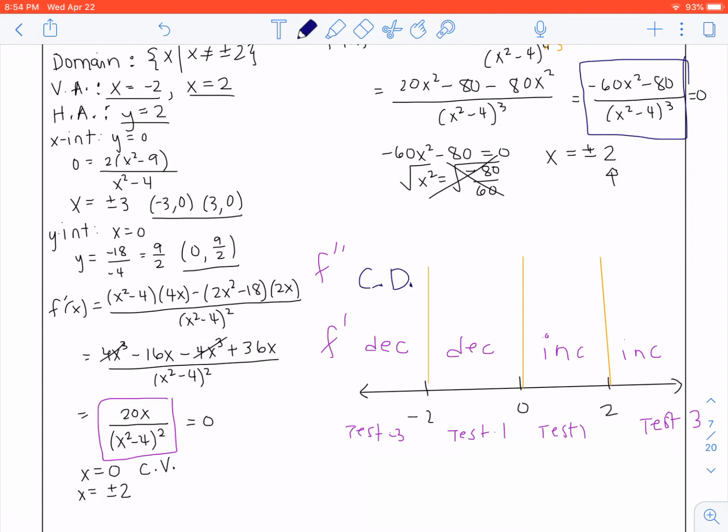When I substitute in 1, I'm going to actually get a negative over a negative, which will be positive, so concave up. And then again, if you test +1, you're going to get concave up also, be positive. And then that last interval over here, when you substitute in 3, you will get a negative value, which will mean it's concave down.